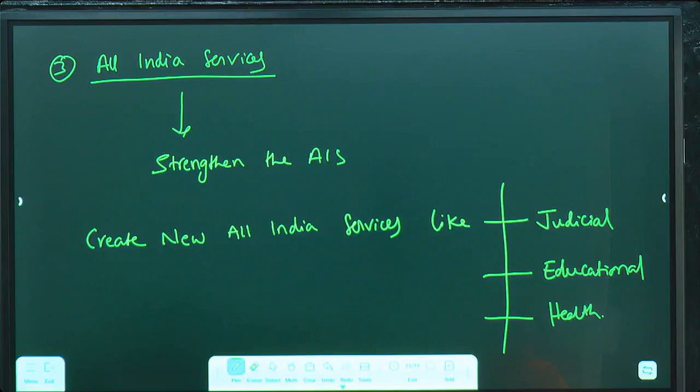Till now we have only three: the Indian Administrative Service, the Indian Police Service, and in 1966 we got one more service, which is the Indian Forest Service. Okay, apart from that we don't have any other all India services. So here the Sarkaria Commission is recommending to create some new all India services.